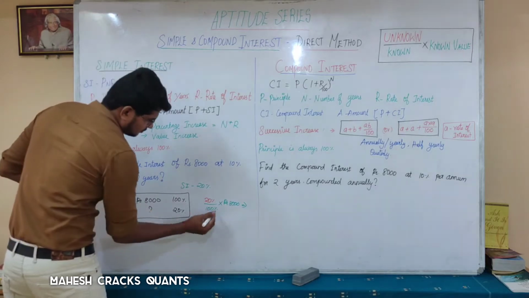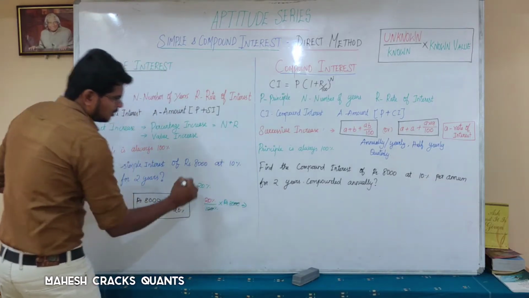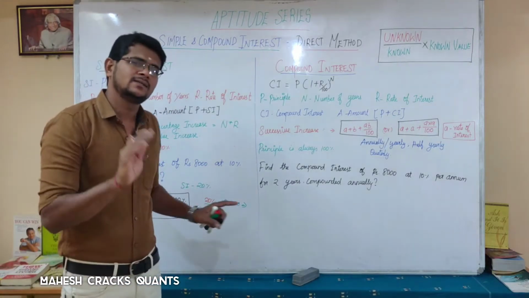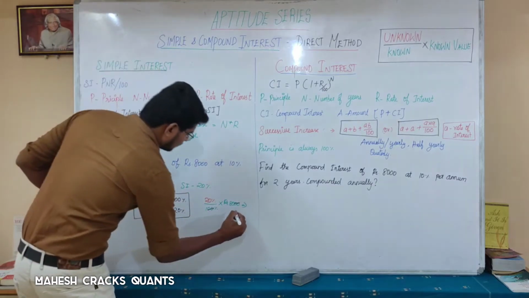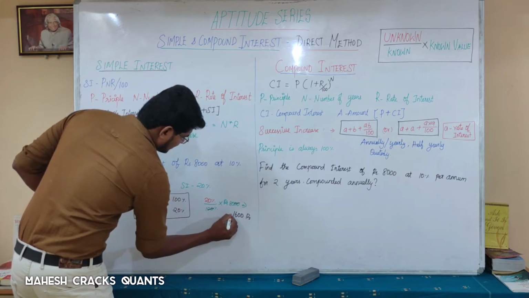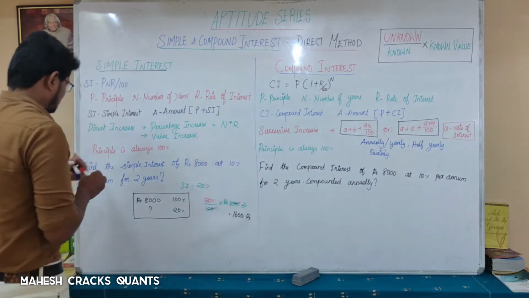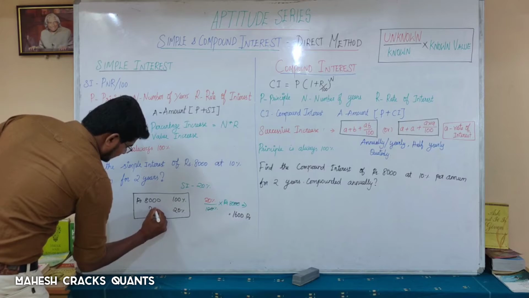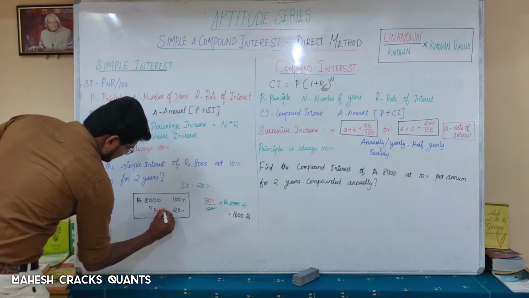So 0, 0, 0, 0. 20 into 80. 2 into 8 is 16, and 2 zeros are there. 1,600 rupees is the interest. So the interest here is ₹1,600.